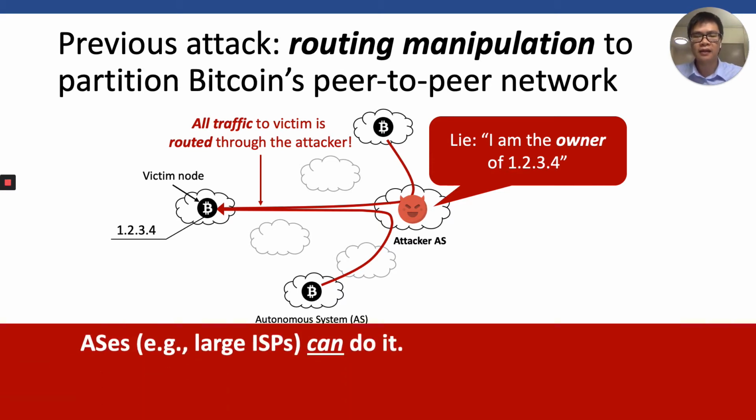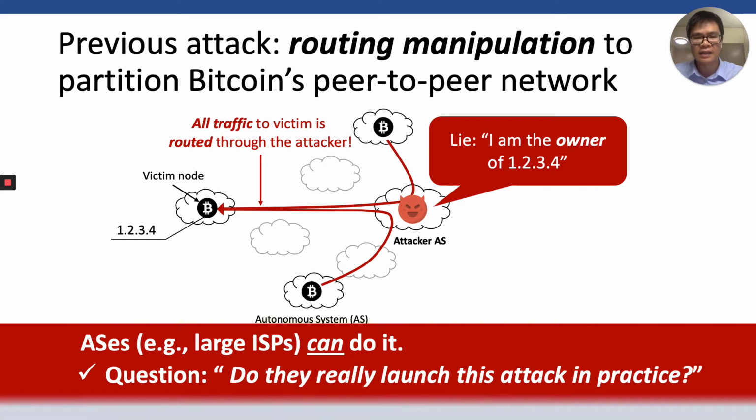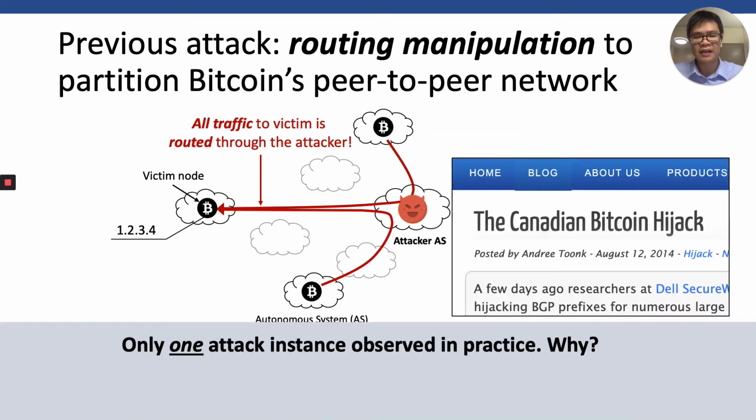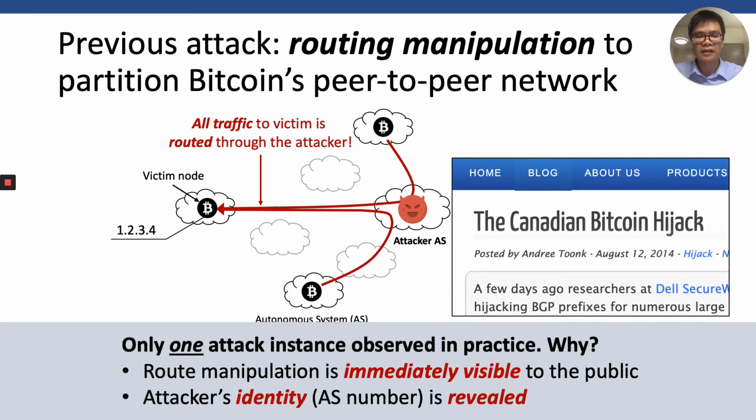But the question here is, do they really know this attack in practice? Interestingly, we haven't seen any such partitioning attacks in practice. The closest one to this attack is one incident where a Canadian ISP hijacked mining pools to steal Bitcoin in 2014. We haven't seen any other hijacking attacks that specifically target Bitcoin. And why are there not many such attacks? The reason is simple. Route manipulation is immediately visible to the public, and the attacker's identity is also revealed, similar to the Canadian ISP in the previous example.